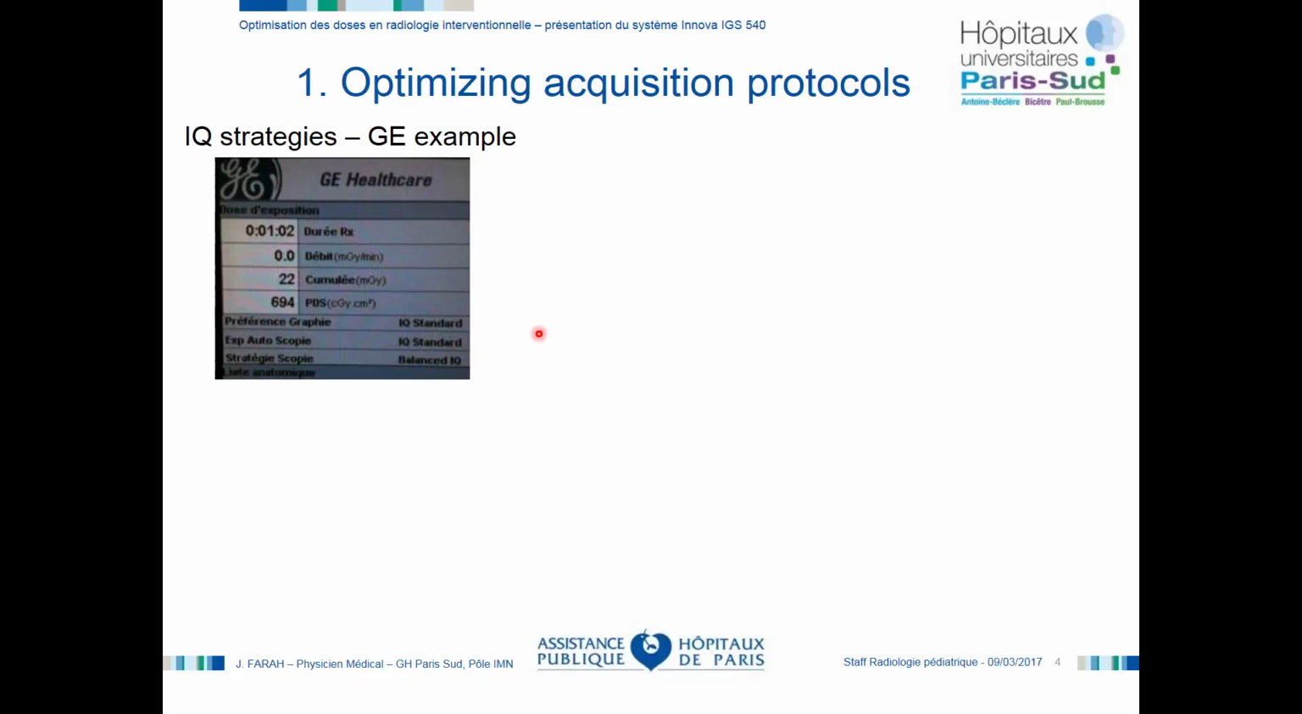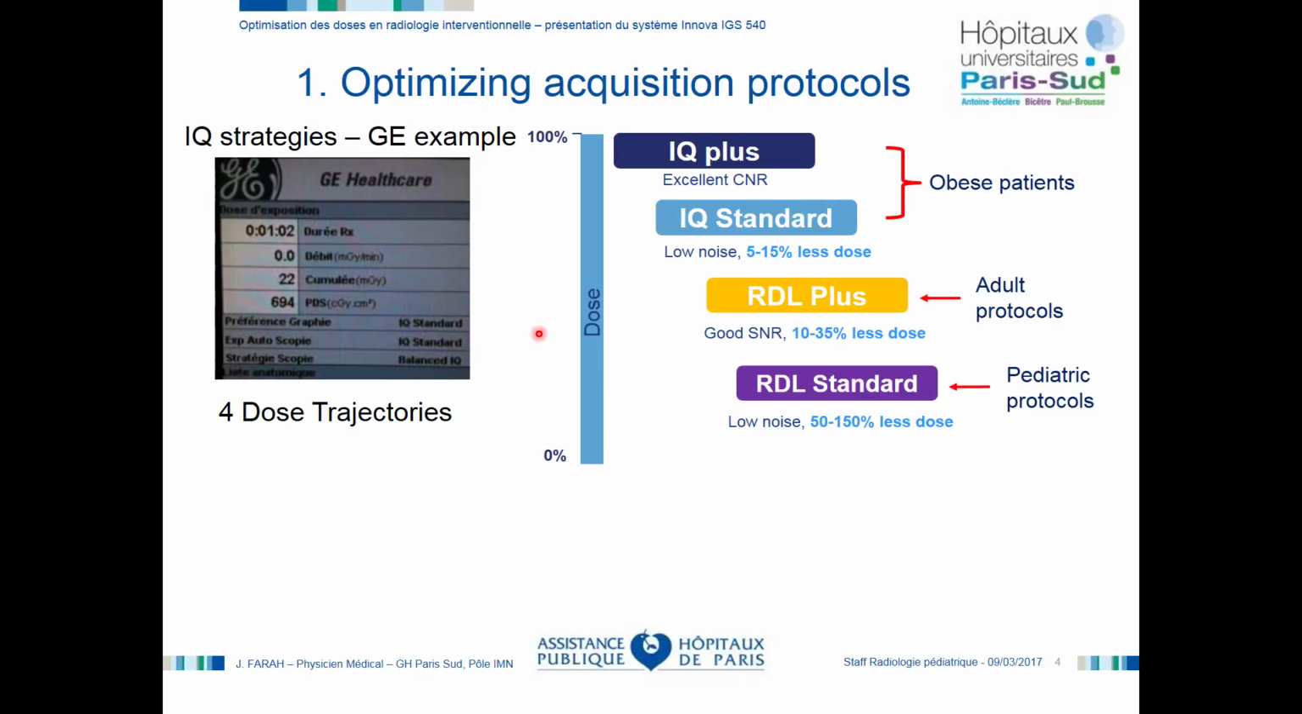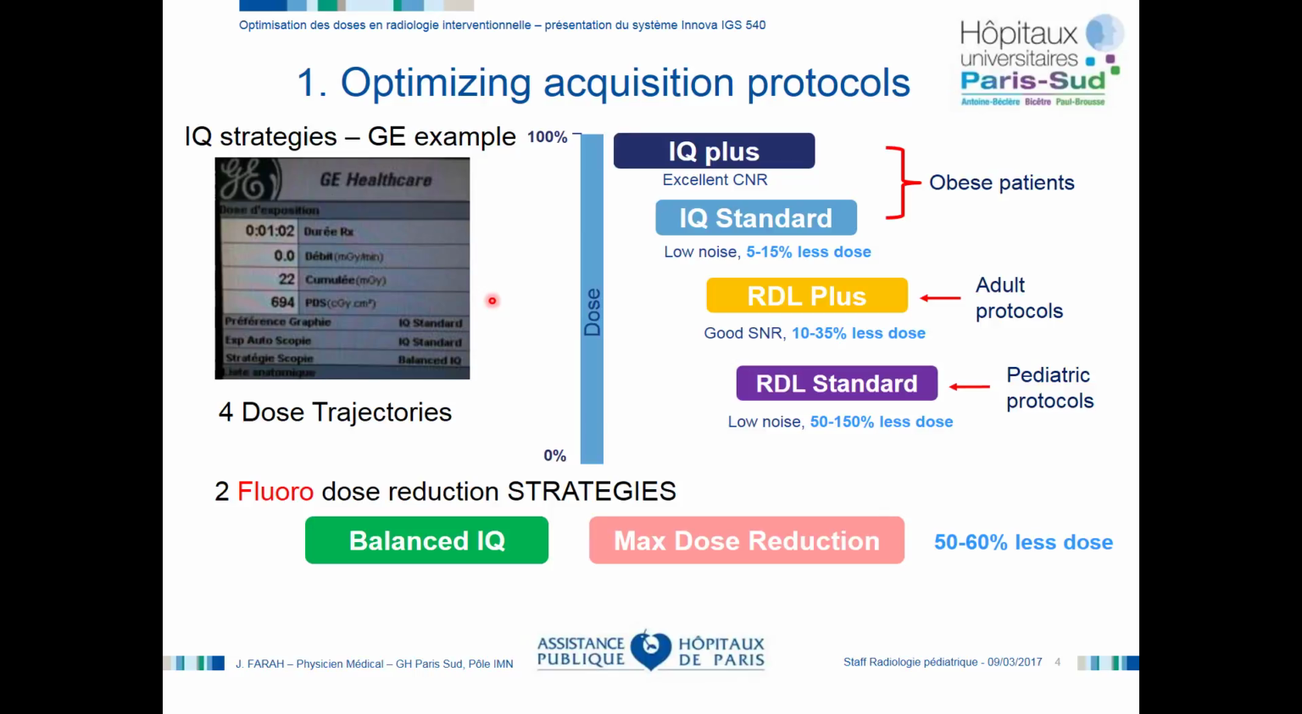For the time being, GE offers 4 different dose strategies or trajectories: IQ+, IQ standard, RDL+, and RDL standard, with very different dose levels. So in my hospital, at least, IQ+ and IQ standard are only used for obese patients. It happens that last time I came with Shadia to one of the hospitals, the default was IQ+. So it means that we have to pay attention to this. In my hospital, RDL+ is the default for adult patients and RDL standard for pediatric patients. For fluoro, there are also 2 dose reduction strategies, at least for GE: balanced IQ and max dose reduction with 50 to 60% less dose.